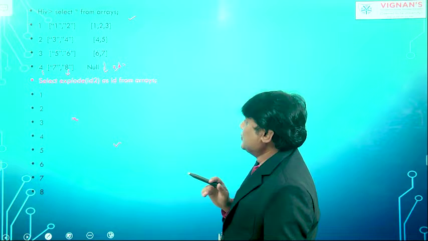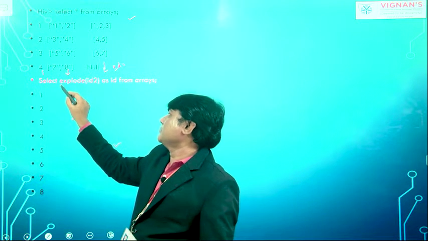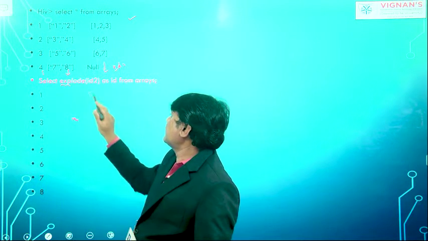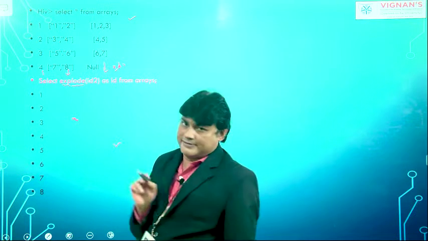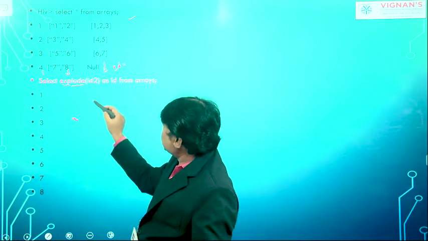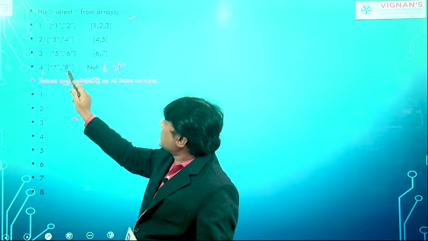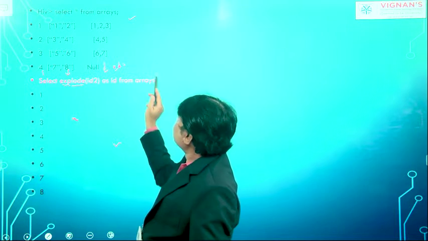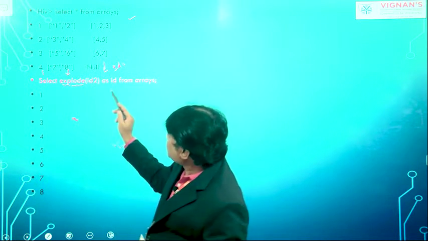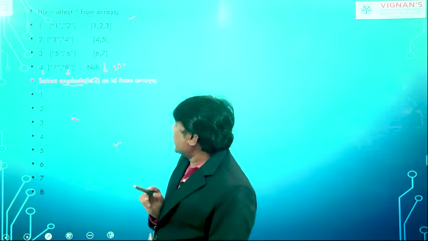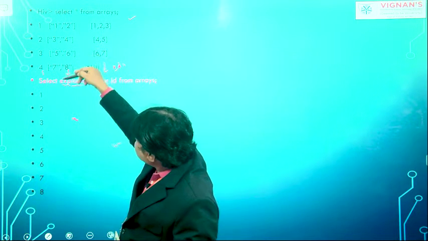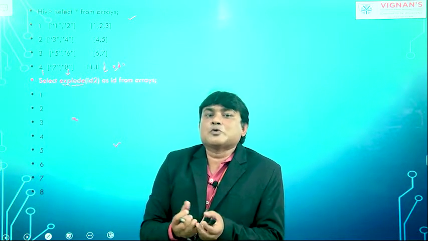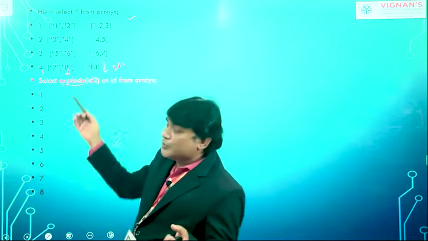Now I am going to use this explode query here. It is an explode function. Select explode ID2, so I am going to select the ID2 only, as ID from the arrays. If I fire this query, the ID2 numbers will be exploded. It will be getting explosions, so this ID2 will be getting exploded.